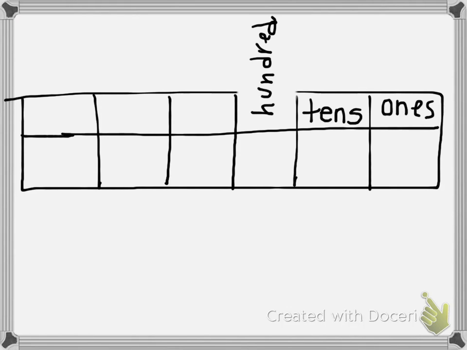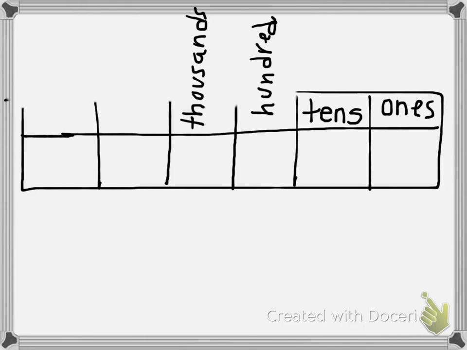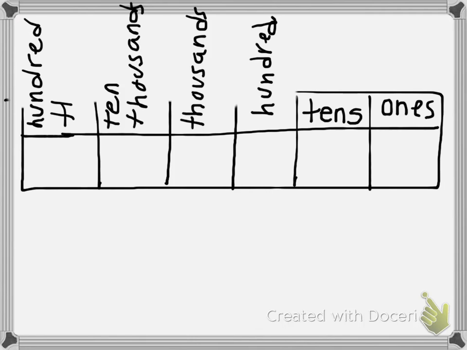It won't let me write any higher. So there's hundreds. I'm going to take that top line off of there. And then thousands. And then 10,000s. And then 100,000s. Just like that. Okay, so do it just like that on your paper.